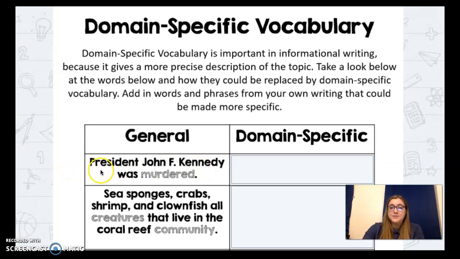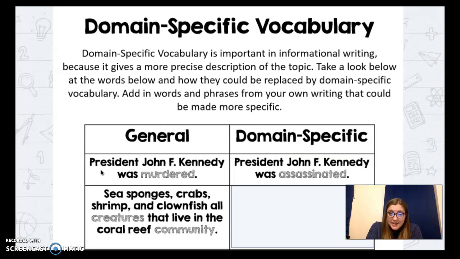So a general sentence says, President John F. Kennedy was murdered. Now when I think about this example, I am trying to remember if there's a good word that means murdered, but someone who's really important, like a president. Can you guys think of what that could be? All right, let's take a look. What about the word assassinated? This word is very precise to talk about when someone who's very important, like a president, is killed. And so that is a good way to say a more domain-specific word, and you only have to change one word.